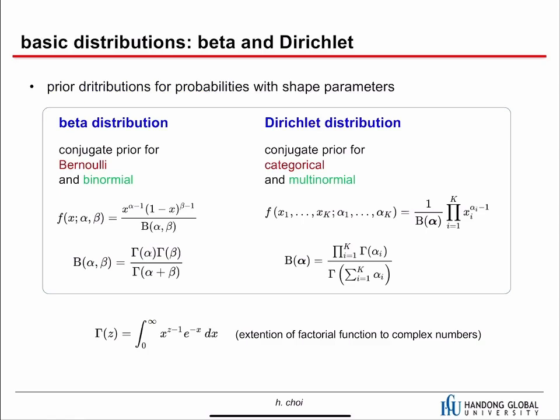Okay, and then the last ones are the beta distribution and the Dirichlet distribution. These are prior distributions for probabilities with shape parameters. I'm not going to cover this slide, so if you're interested, you can study this by yourself.